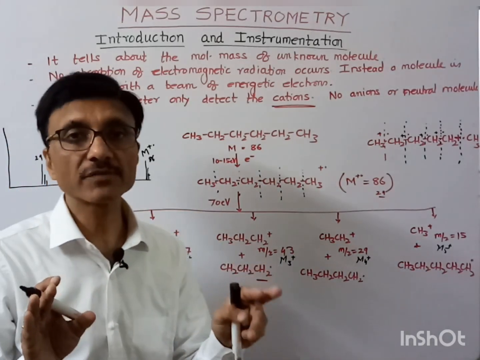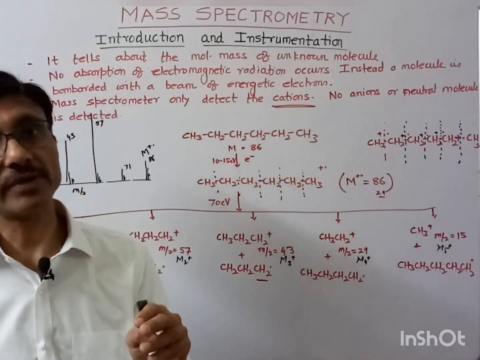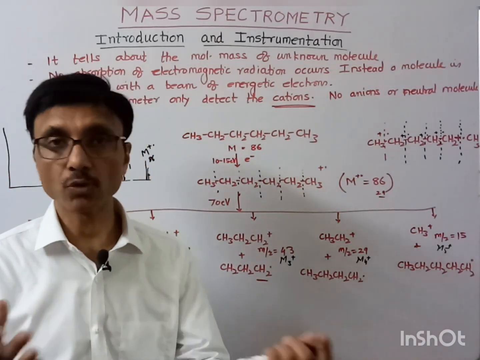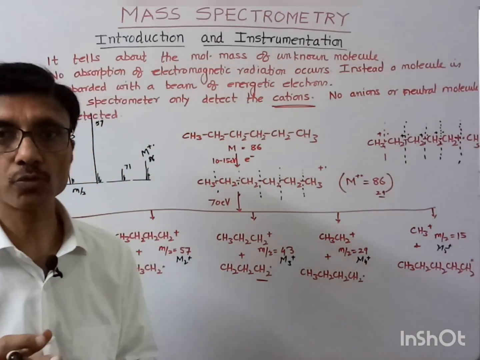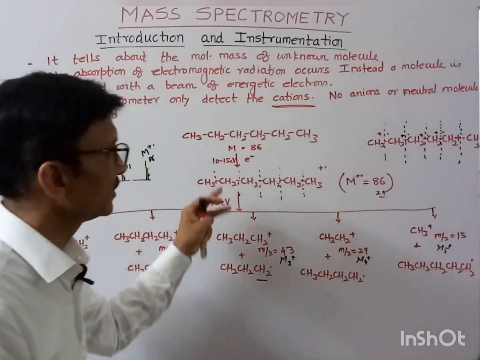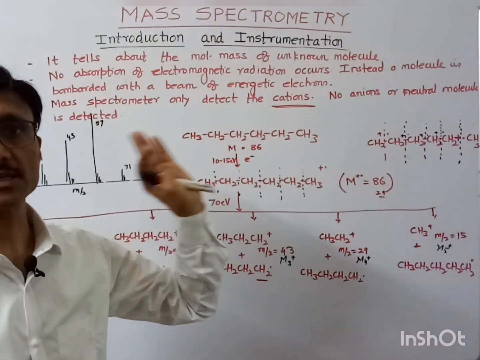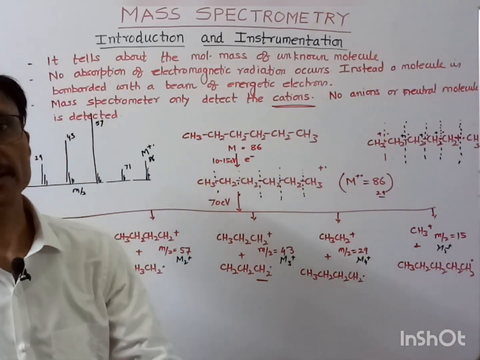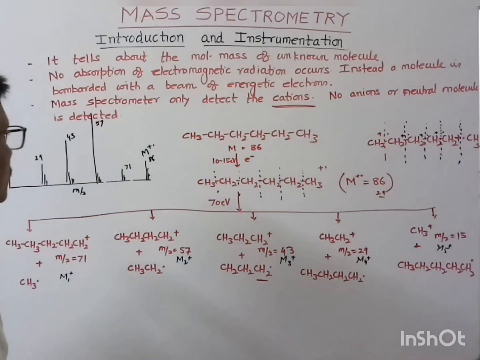These isotopic peaks are very important where, suppose, chlorine is present in a molecule or bromine is present in a molecule, then the isotopic peak matters. But in this case the isotopic peak doesn't matter, so I will discuss more about the isotopic peak in my other lectures.